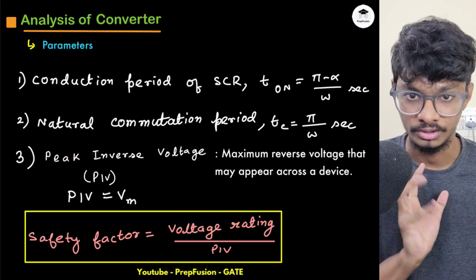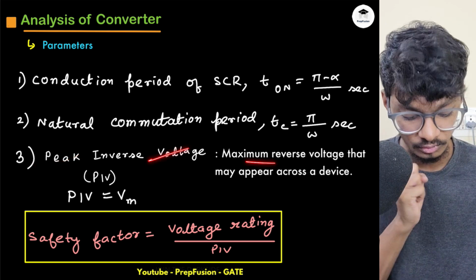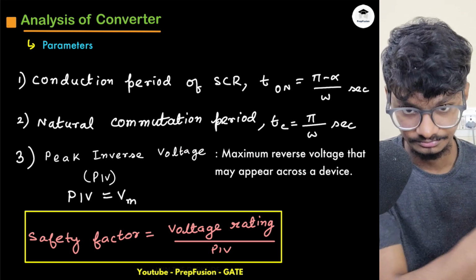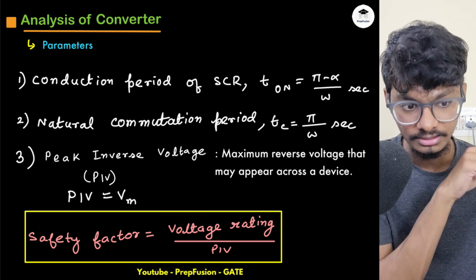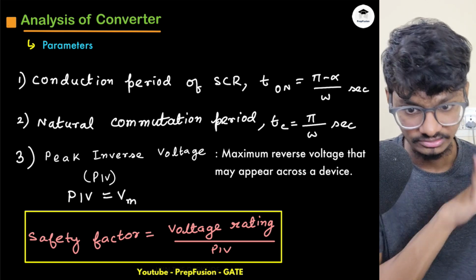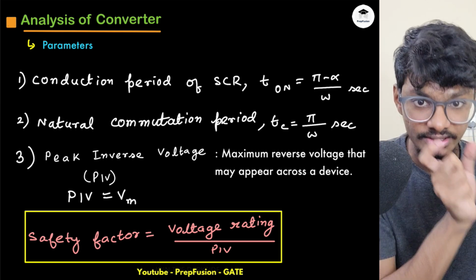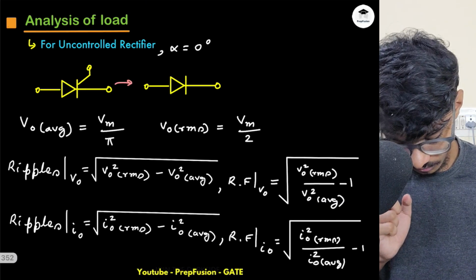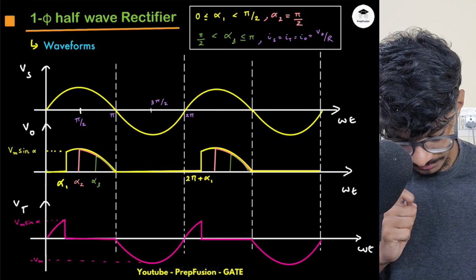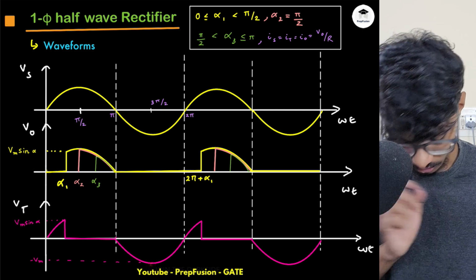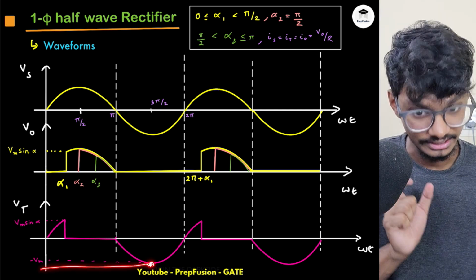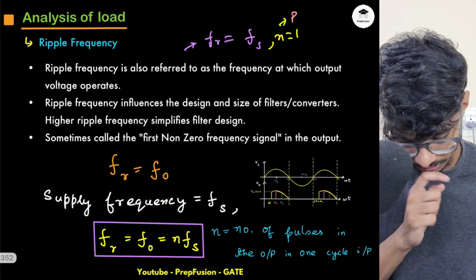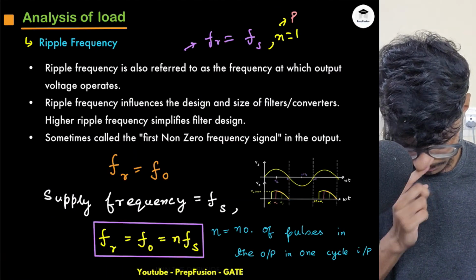What is the peak inverse voltage? This is also a very important criterion. Peak inverse voltage is the maximum reverse voltage that may appear across a device. I have explained this in my prerequisites as well. In this case, PIV is Vm, because when the AC voltage is at omega t equals 3 pi by 2, it is at its peak reverse value, that is minus Vm.